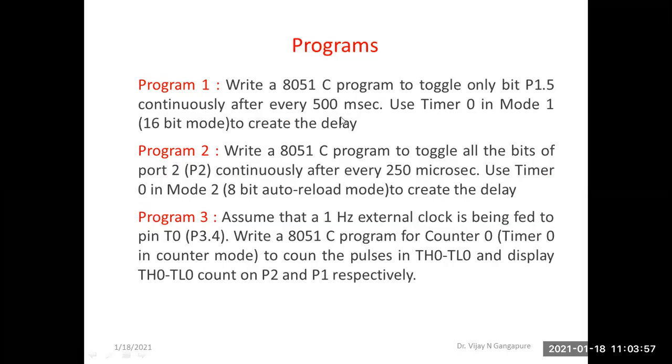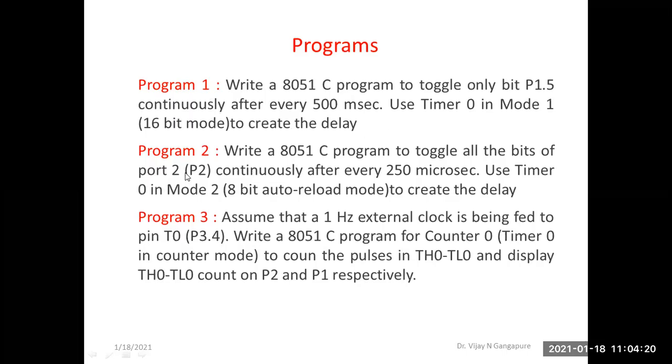In this first program we have to configure timer 0 in timer mode because we have to generate a delay of 500 milliseconds. So after 500 milliseconds we will toggle pin number 5 of port 1. That is the objective.